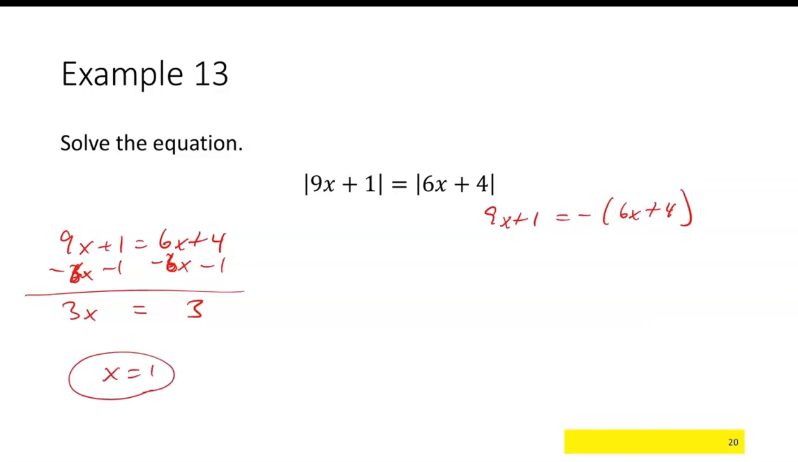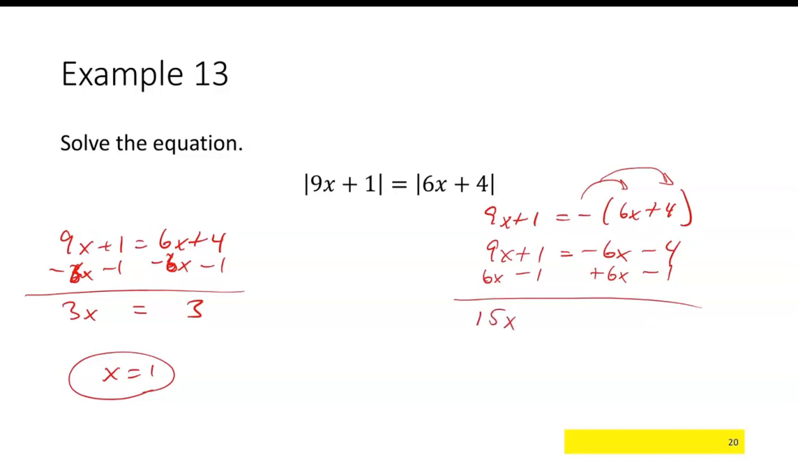The right-hand side, let's distribute that negative through. So we have 9x plus 1 equal to negative 6x minus 4. And then subtract 1 from both sides and add 6x to both sides. 9x plus 6x is 15x. 1 minus 1 is 0. Negative 6x plus 6x is 0. And negative 4 minus 1 is negative 5. Now if I divide by 15, I'll have negative 5 divided by 15, or negative 1 over 3.